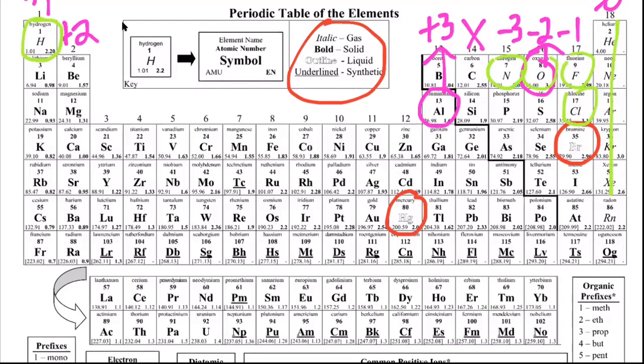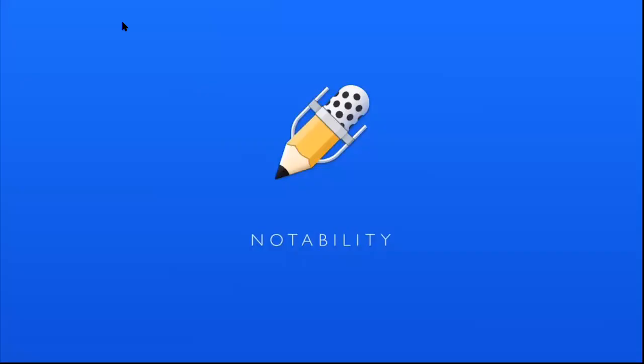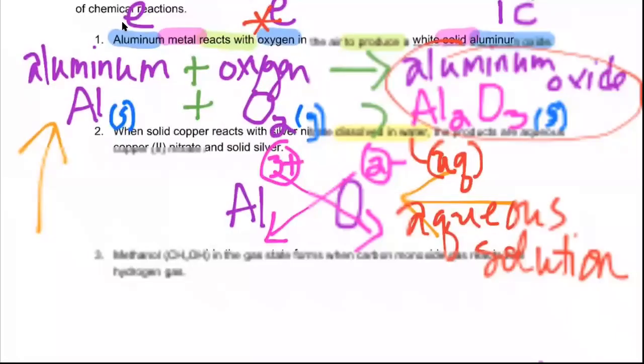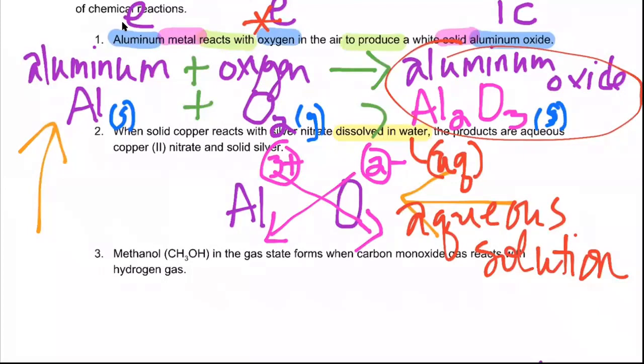For compounds, unless it says it's dissolved in water, ionic compounds are always solid, unless it says aqueous or dissolved in water or something like that in the description. The only other liquid that you're really going to see, other than possibly bromine or mercury, the only other common thing that's liquid is water, H2O.